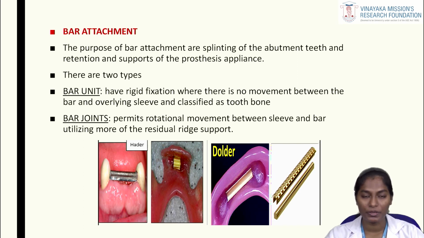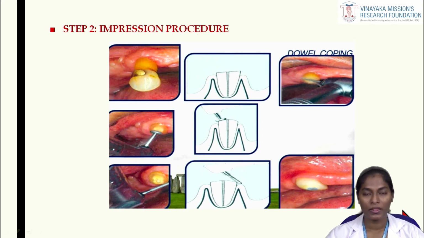When we say rigid, it means there is no movement between the bar and the overlaying sleeve. When we say bar joints, it permits rotational movement between the bar and the sleeve. So, this bar joint also has some support from the residual ridge. Examples of bar attachments include the Hader bar and the Dolder bar attachments. So, this is the brief about attachments.